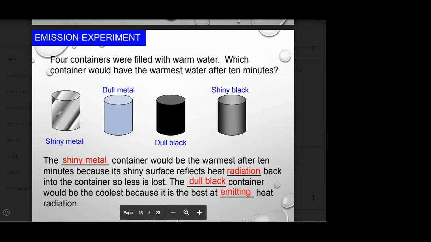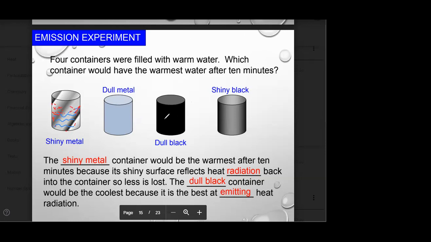Okay, so think about it. Suppose the water is inside this container, and because it's a shiny surface, the heat is reflected back, because the shiny surface is not a good emitter. So heat will be inside the container, yes or no? Heat will be inside the container. Makes sense? Agree? Yes, sir.